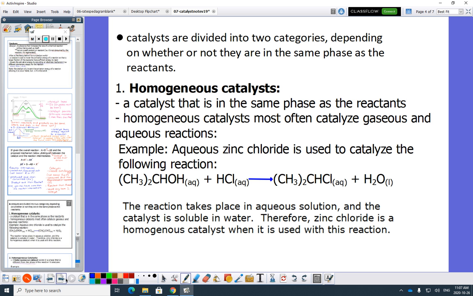So again, it says aqueous zinc chloride is used to catalyze this reaction. So you would see that over top of the arrow. So both reactants are aqueous. The catalyst is aqueous. So it's in the same phase as the reactants. Again, we're always concerned with the reactants here, just like before.